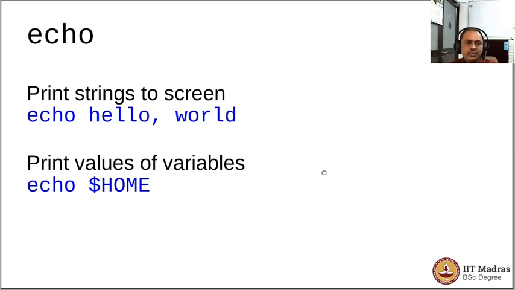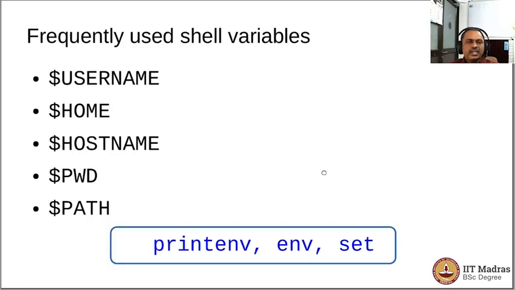You could also print the values of certain variables that are there in the shell environment by using the echo command, and we would notice that there is a convention to store the names of variables in the shell. Every shell variable will start with a $. There are certain frequently used shell variables such as the username, the home directory, the host name or the name of the machine on which this particular shell is running, and the present working directory, which will keep changing its value as you keep navigating through the file system. So the path variable contains a list of directories which will be searched for when you type a command.